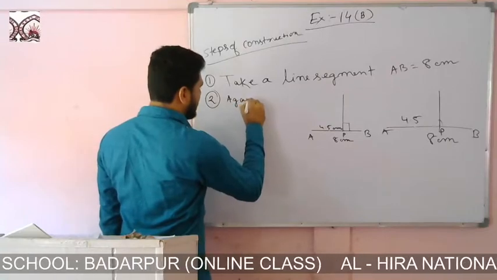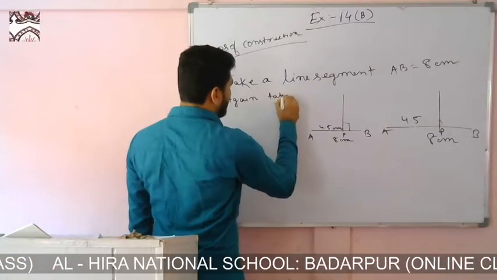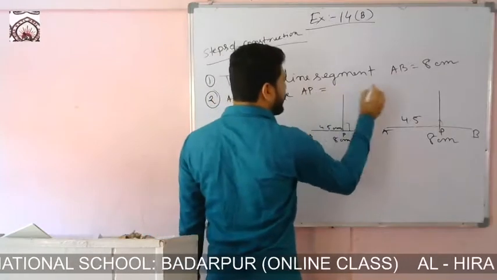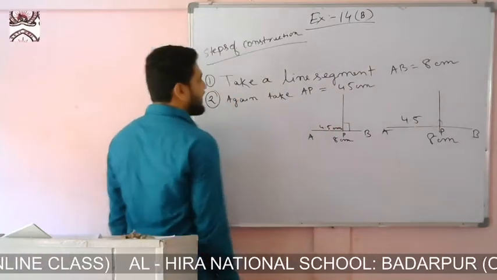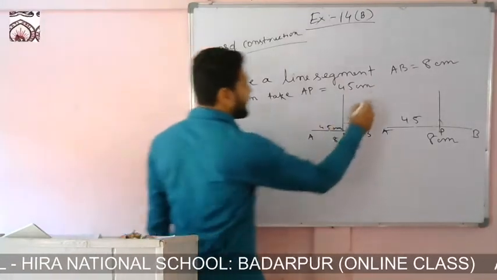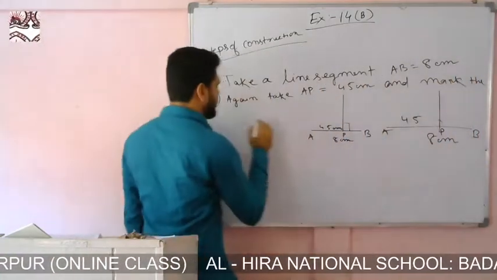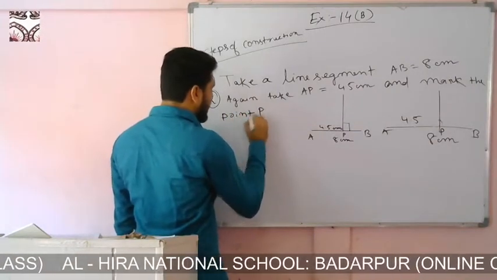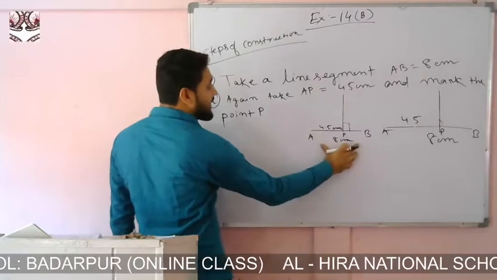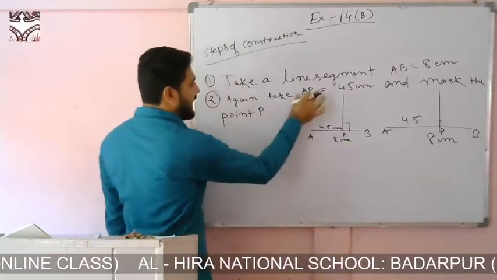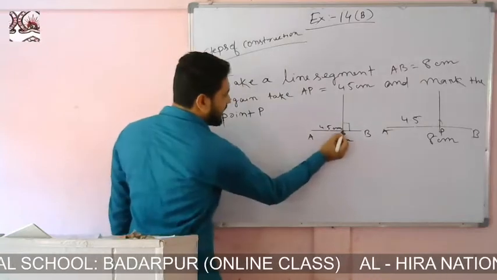Again take AP equals to 4.5 centimeter and mark the point P. That means if first you take AB equals to 8 centimeter, after that you take AP, that means AP equals to 4.5, and where the 4.5 finished, you mark the point P. Okay, here you mark the point P.